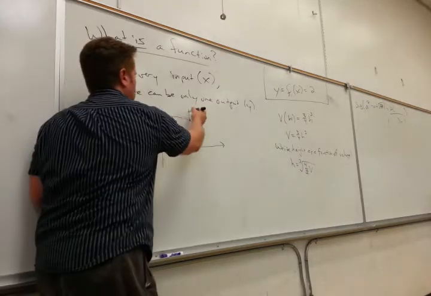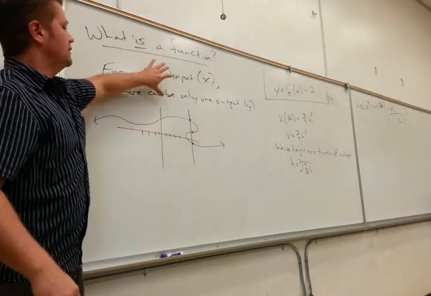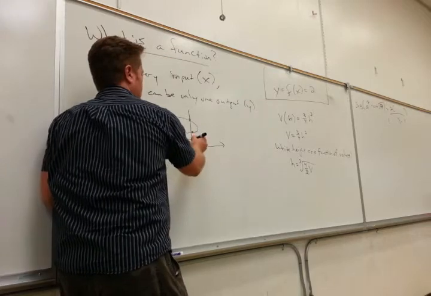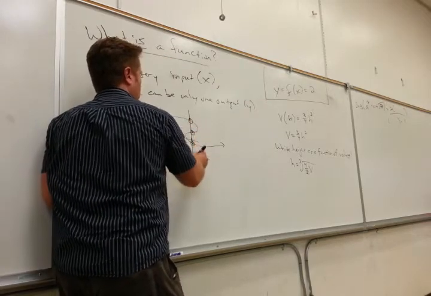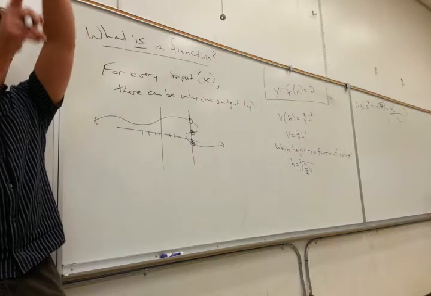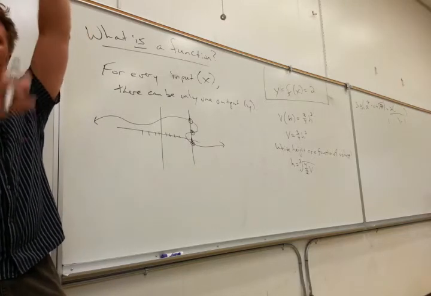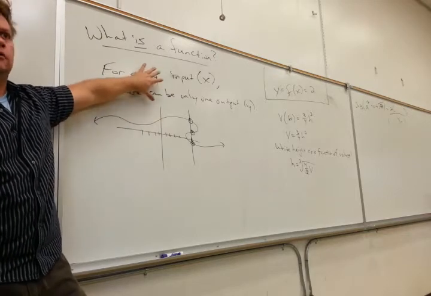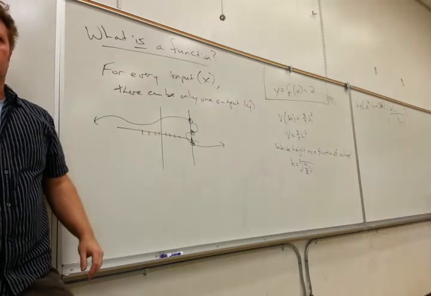So that leads to the vertical line test. The vertical line test really is just a visualization of exactly this definition. For every x, there can be only one y. Well, if you draw a vertical line and it goes through more than once, those are 2 y's corresponding to the same x that you drew from. So that's the visual representation of that definition. Cool.